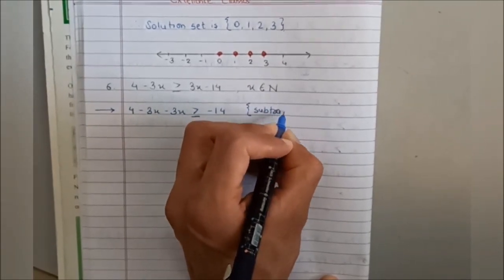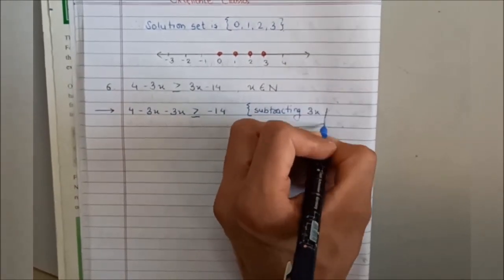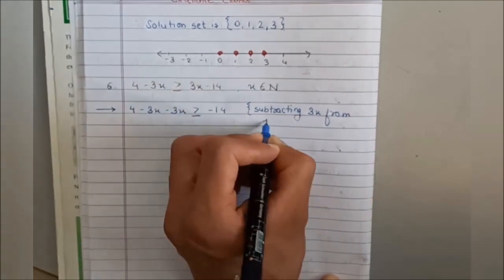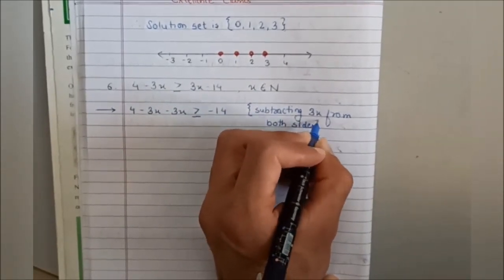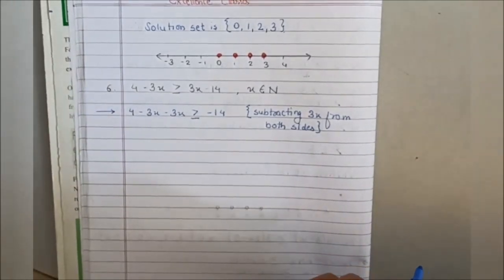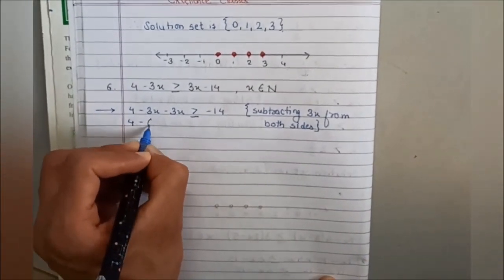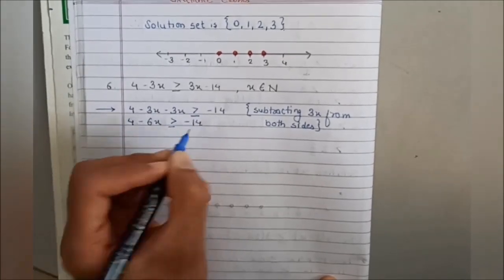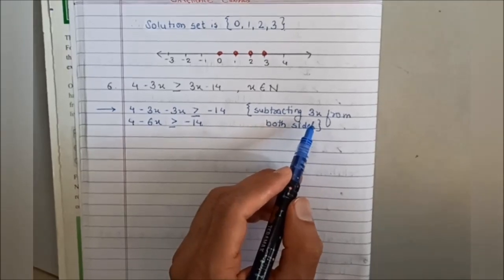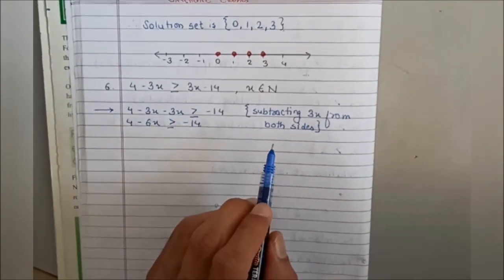Subtracting 3x from both sides. Here we have subtracted 3x from both sides. So what is remaining here is 4 minus 6x greater than or equal to minus 14. As we have subtracted a positive integer, the inequality sign is not changing.